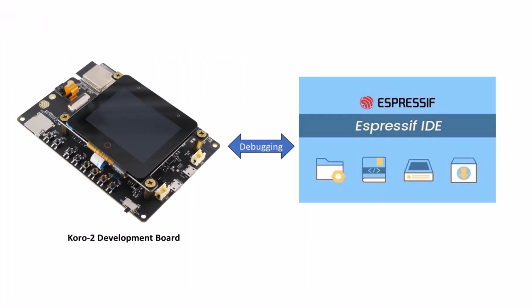That wraps up our tutorial on debugging code on the Korvo-2 board using the Espressif IDE. We've covered the essential steps to set up the environment, configure the project, and modify the board to allow debugging.